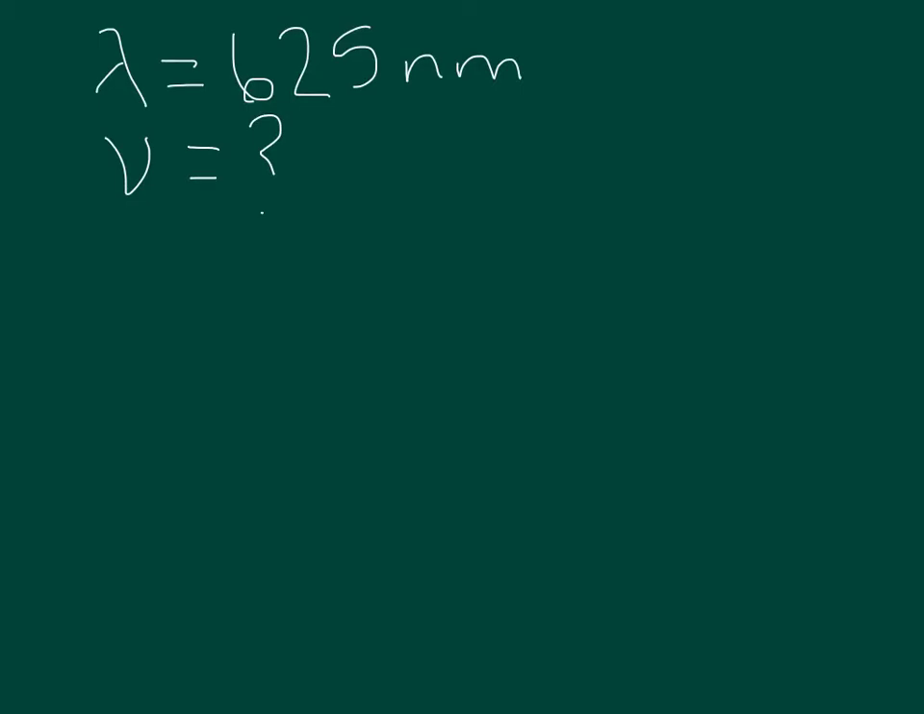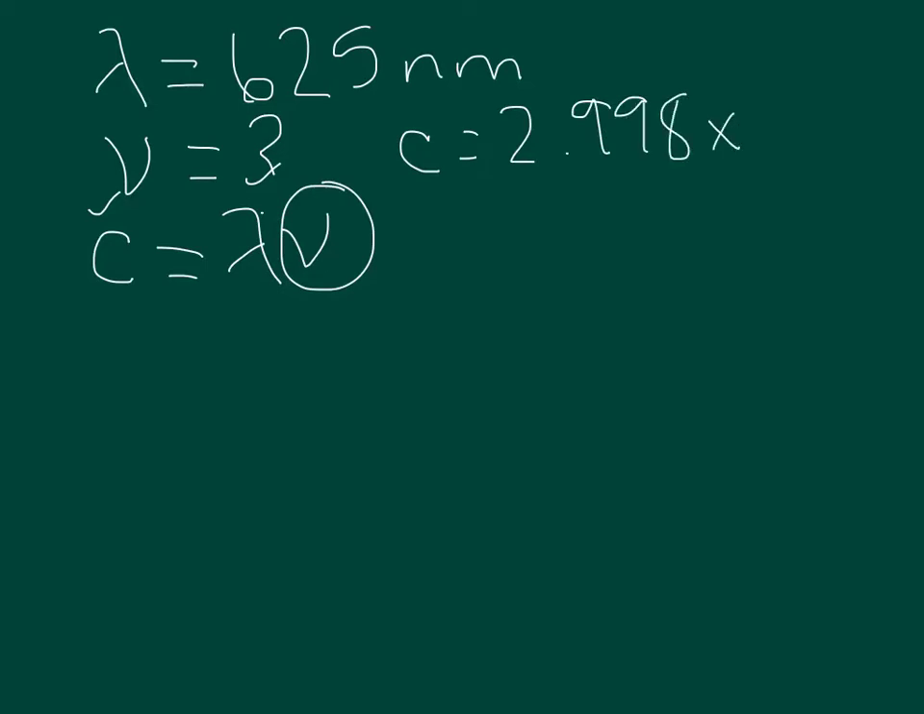So, if I give you a question, and my question says that your wavelength of light is equal to 625 nanometers, and I want you to find the frequency. I have an equation where my speed of light is equal to wavelength times frequency. I have wavelength, I know my speed of light, and I'm going to solve for frequency. Remembering that my speed of light is equal to 2.998 times 10 to the 8th meters per second. Again, this is in meters per second, so I need to convert my nanometers to meters.